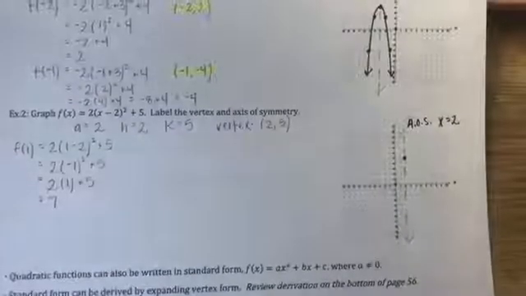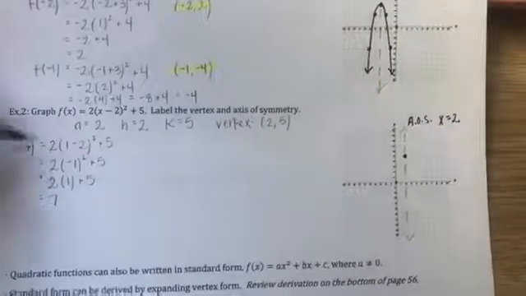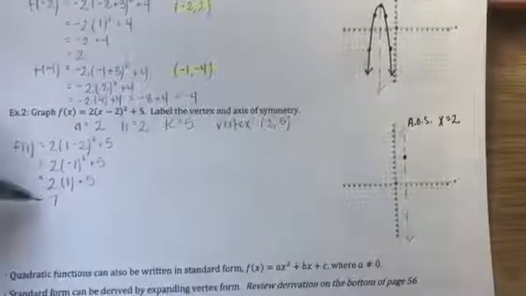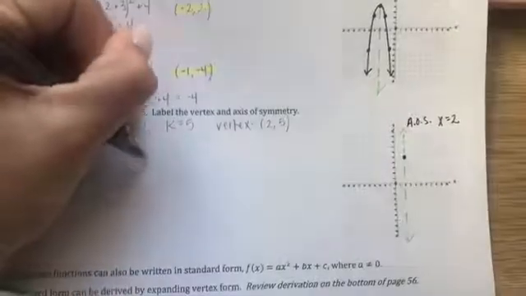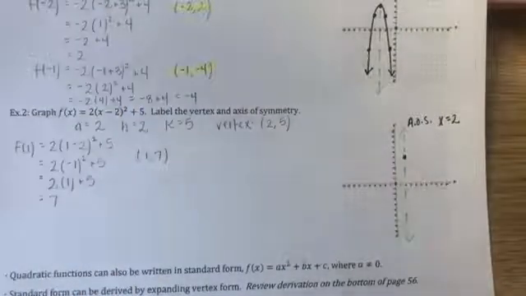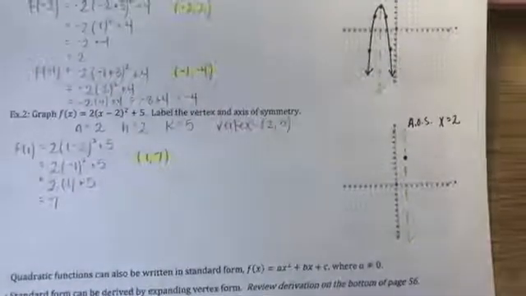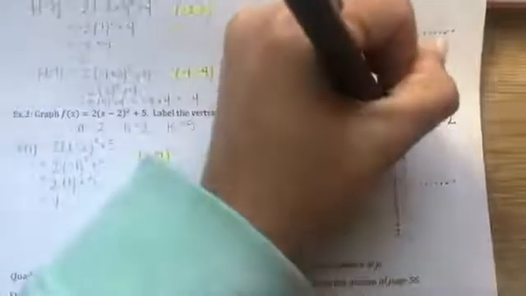So now I have the point: when I substituted in x equals 1, I got a 7 out. So my input was 1, my output was 7. So I have the point (1, 7) on my graph. And I can go ahead and plot that right away. So (1, 7), I'll go right 1, up 7.